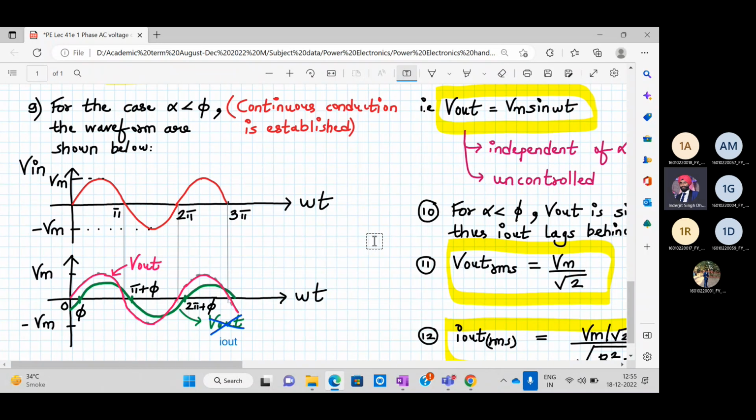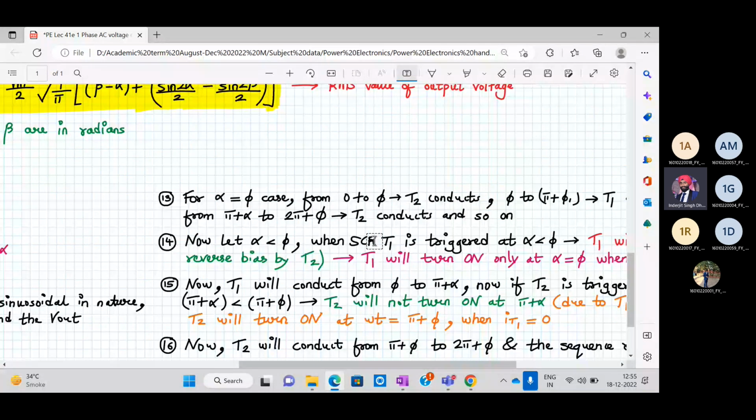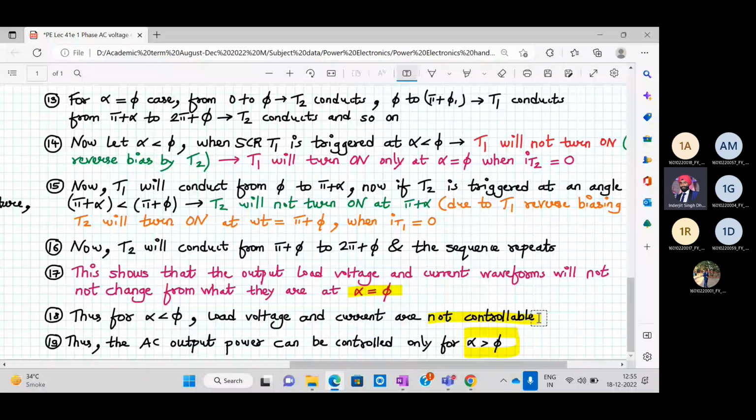Lesson part I've written over here. I guess you all can go through it right now. It seems unwise to discuss this in detail because here the load voltage and current are not controlled. The only control will be established if alpha is greater than phi, and the case we have discussed earlier is alpha greater than phi.